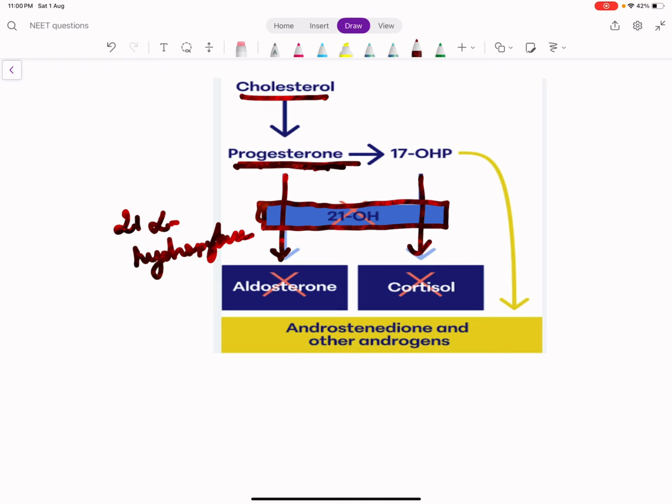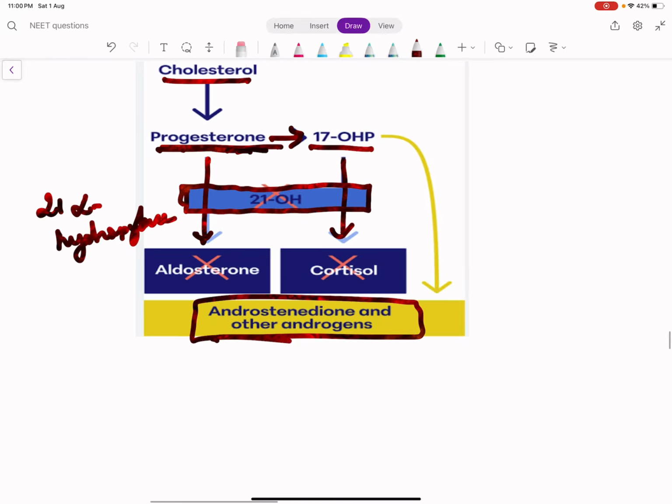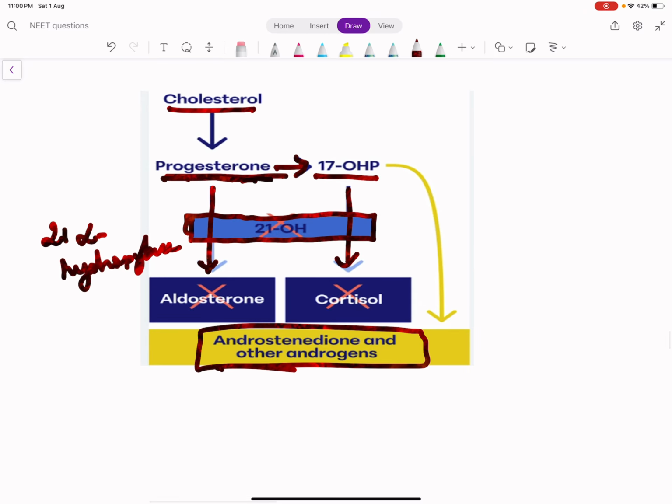It gets diverted to another pathway, that is excess progesterone gets converted to 17-hydroxyprogesterone, and this leads to the formation of adrenal cortical sex hormones. I told you adrenal cortex produces three hormones: aldosterone, cortisol and sex steroids. So when 21 alpha hydroxylase is deficient, the entire progesterone gets converted to the sex steroid pathway.